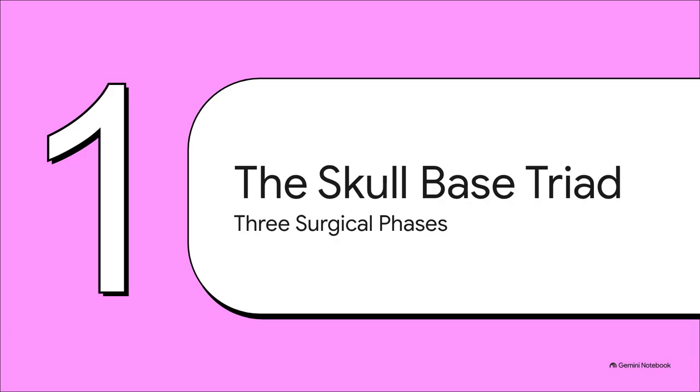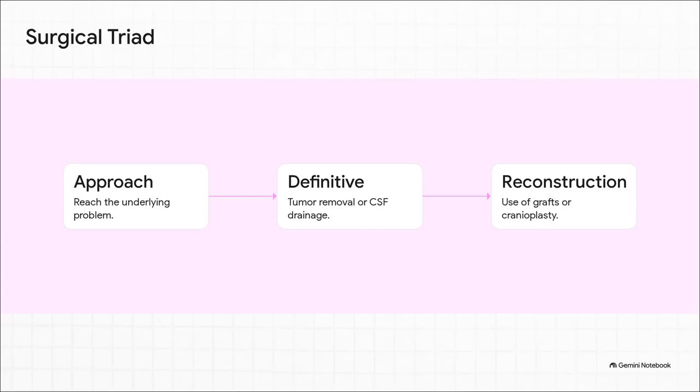Section 1. The skull-based triad. This right here is the foundational architecture of everything we're talking about today. I want you to mentally scrub in with the surgeon for a second. Imagine you're standing right there in the OR. Every single skull-based surgery naturally breaks down into 3 distinct chronological phases. First up is the surgical approach. Honestly, this is just getting in. The surgeon has to navigate complex bone, nerves, and blood vessels just to reach the site safely.